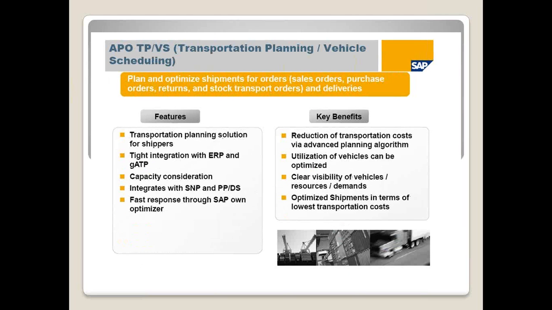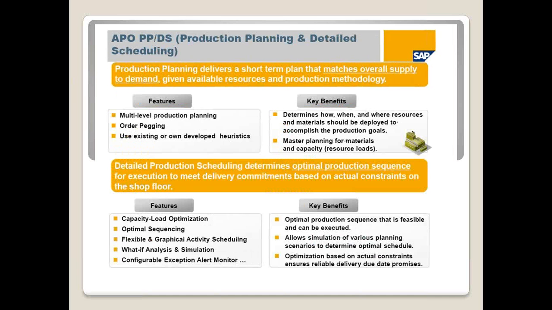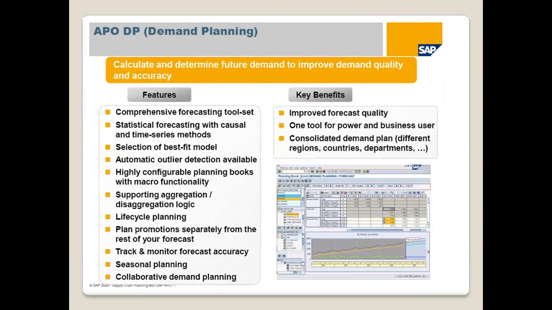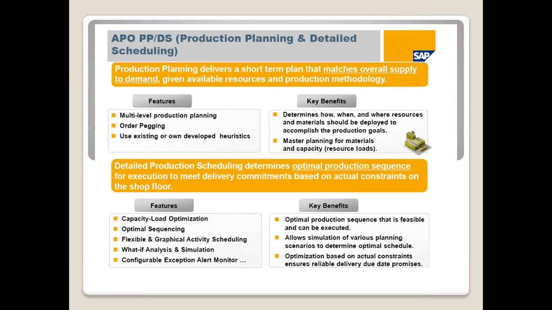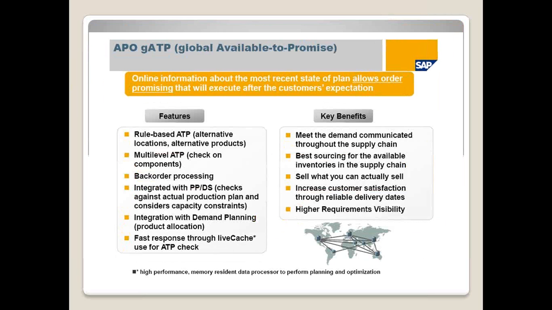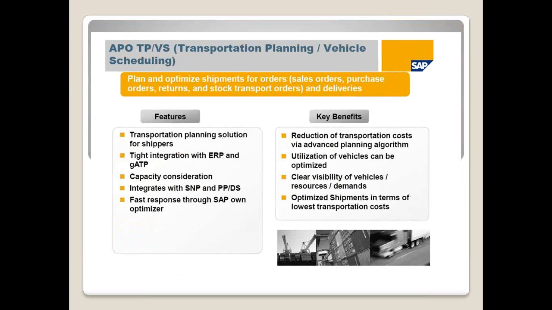And another module is TPVS, transportation planning and vehicle scheduling. Basically this is optimizing your transportation loads and minimizing the transportation cost. So in SAP APO we have 5 modules: demand planning, supply network planning, production planning and detailed scheduling, global available to promise, and transportation planning and vehicle scheduling. These are the 5 modules in SAP APO.